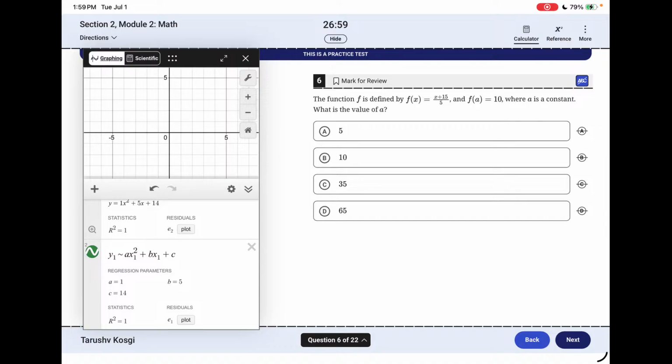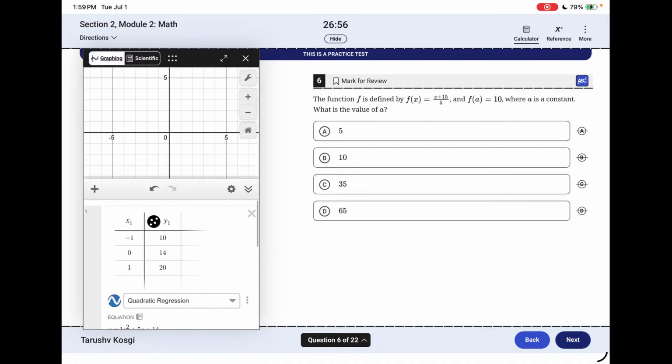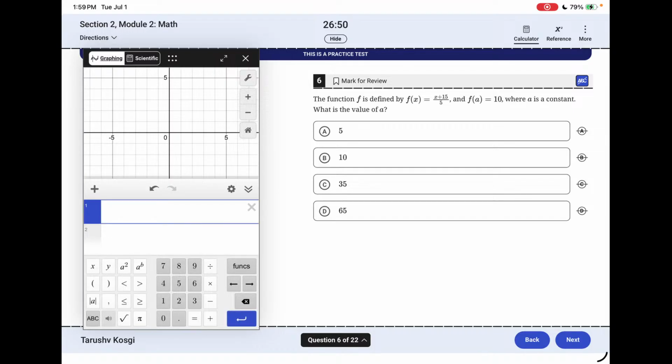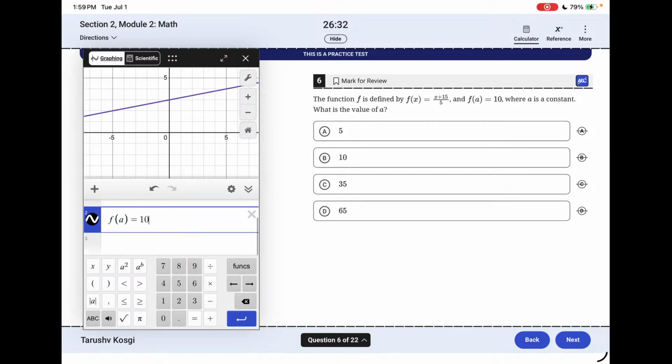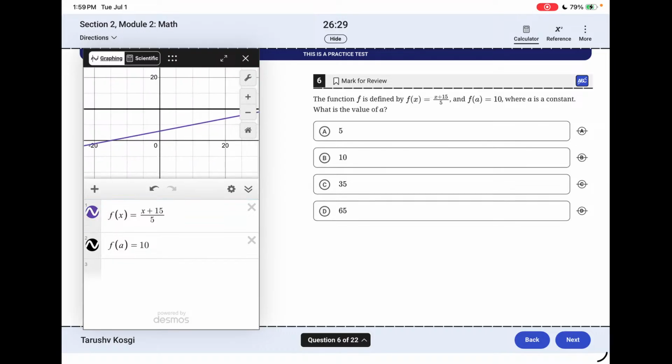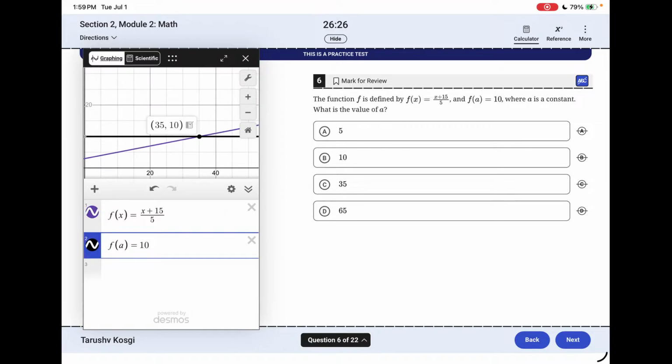Function f is defined by f of x is equal to that, and f of a equals 10, where a is a constant. What's the value of a? So let's first do this. x plus 15 over 5, and f of a equals 10. That's the value of a. 35. Yeah, makes sense.